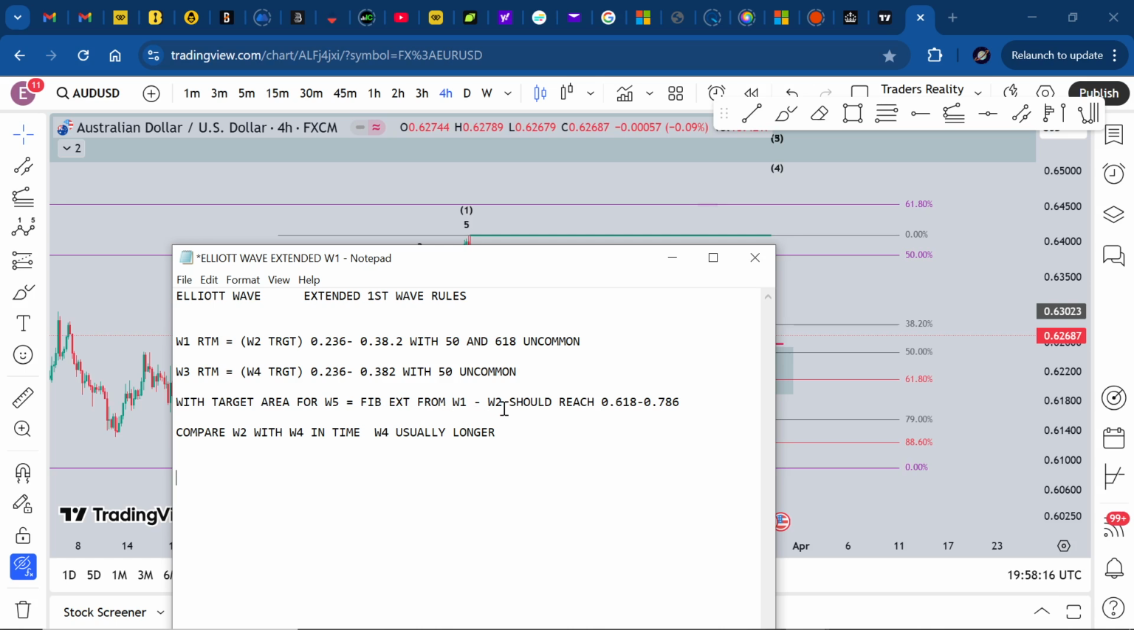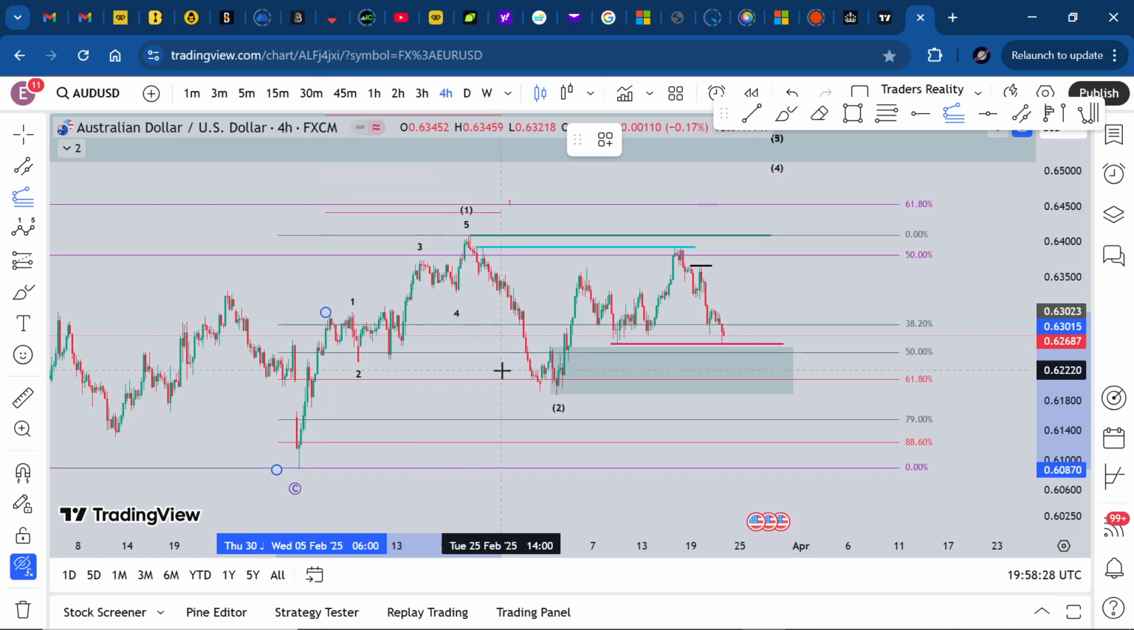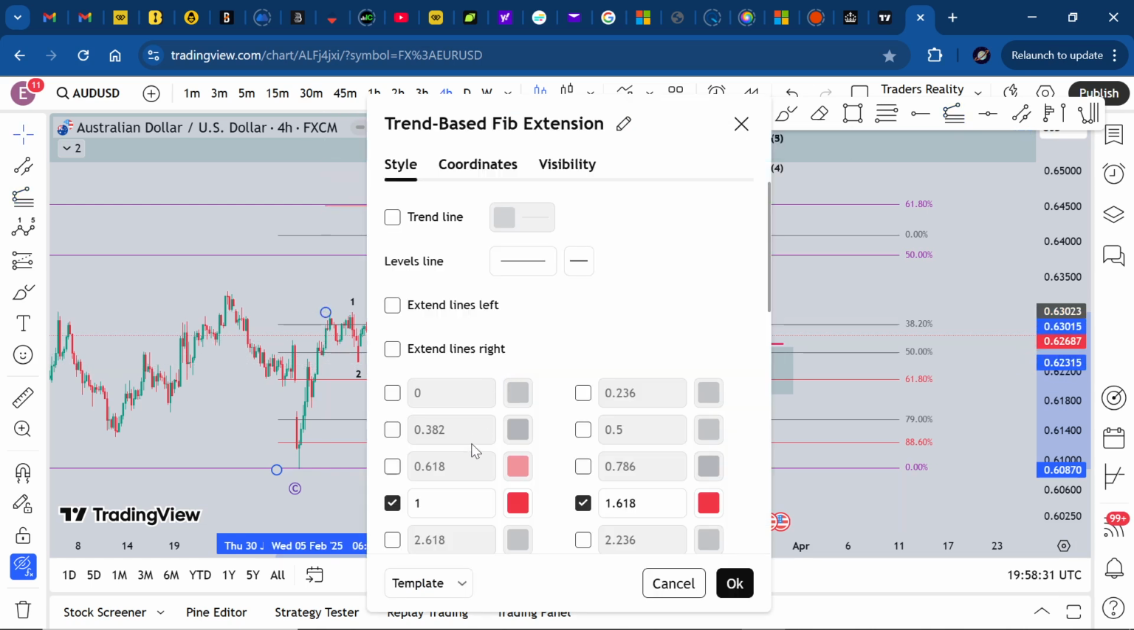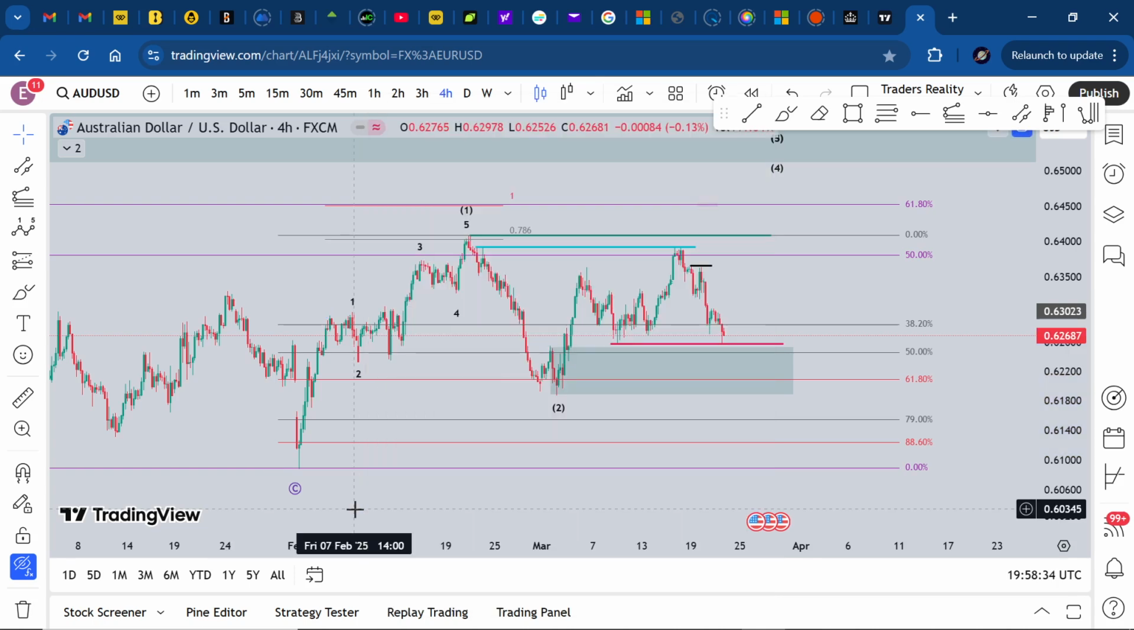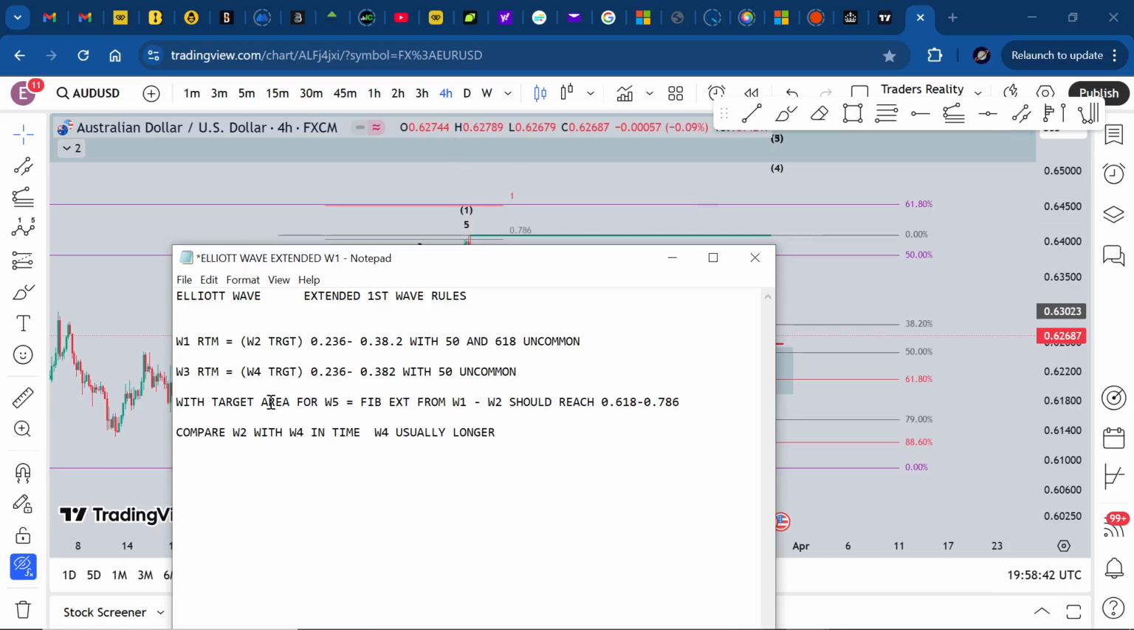Fib extension from 1 to 2 like this. 1 to 2, and it should hit like the 0.786. Okay, yep, we hit the 0.786 nicely. And that's the rules there. So target area for wave 5 is a fib extension from the start of 1 to the end of 2, and wave 5 should equal between the 0.618 and the 0.786.